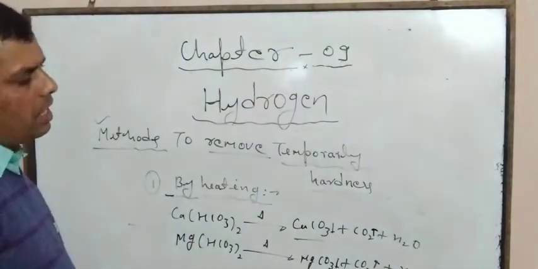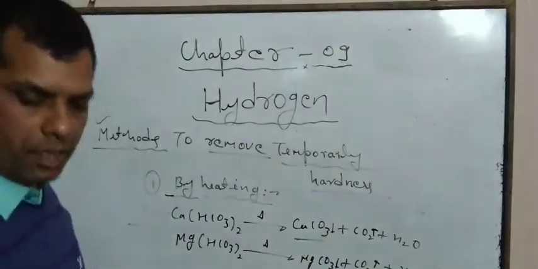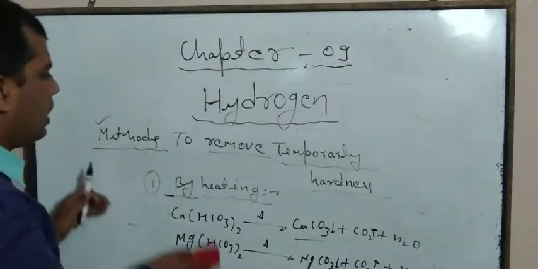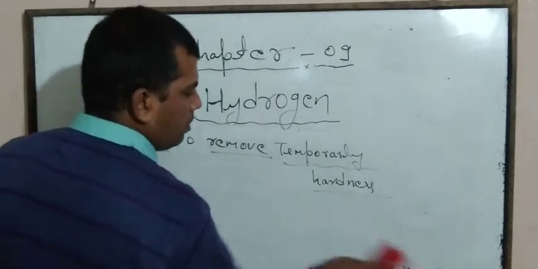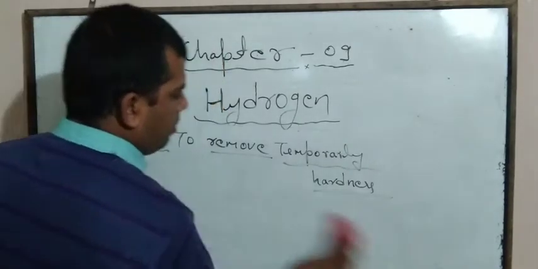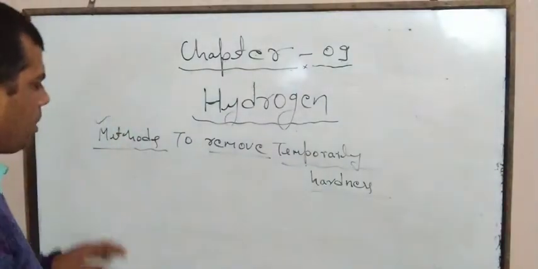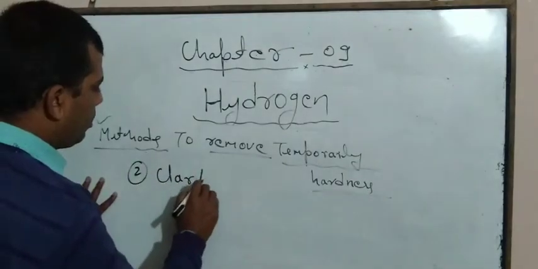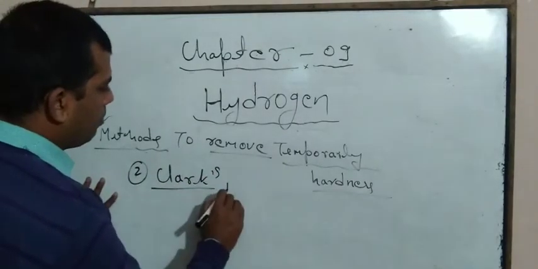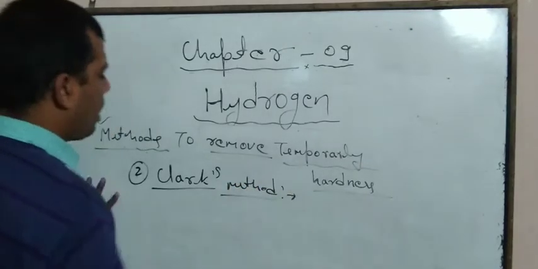Now the second one is the Clark method. The second type of method is the Clark method.